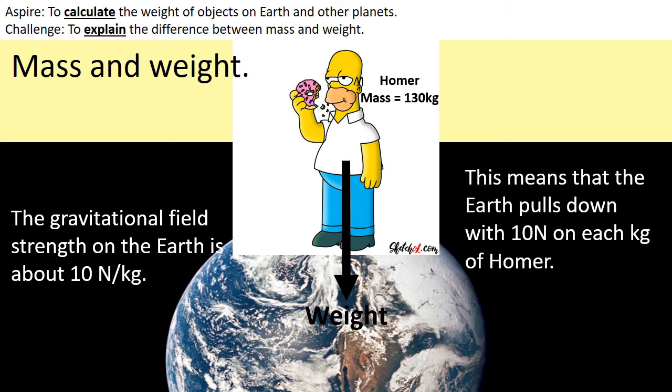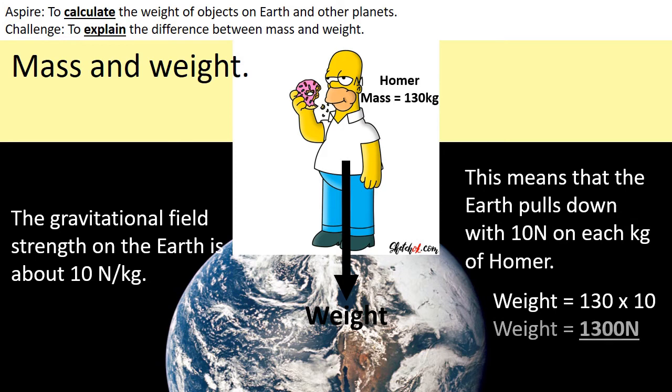So if the gravitational field strength is 10 newtons per kilogram, it means every kilogram of Homer is being pulled down by 10 newtons. So Homer's weight will be 130 kilograms times 10 because it's his mass times gravity. 130 times 10 is 1,300 newtons. So Homer's weight is 1,300 newtons. His mass, 130 kilograms. His weight, 1,300 newtons.